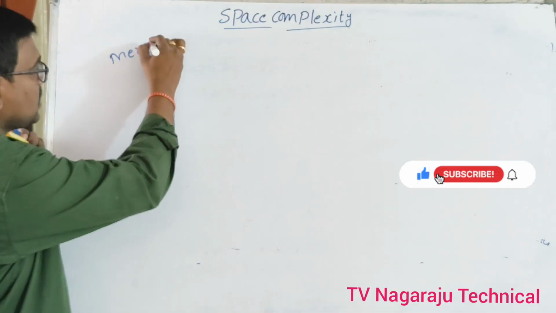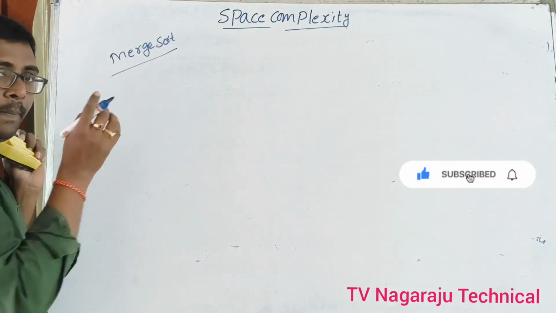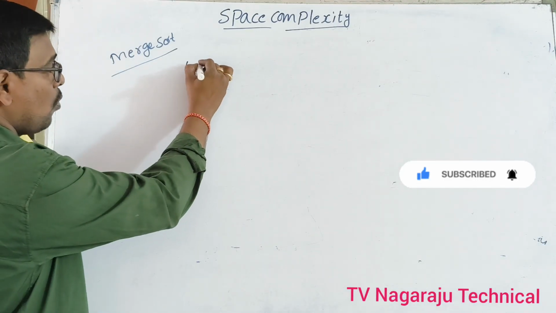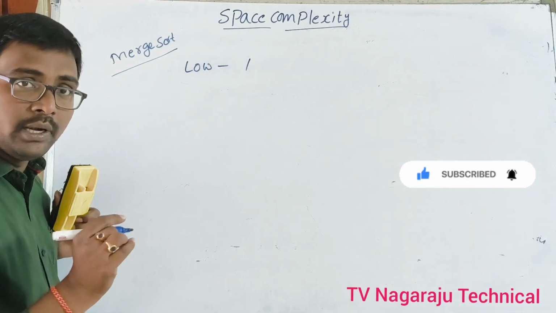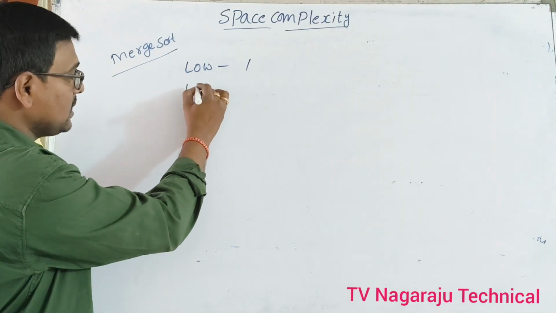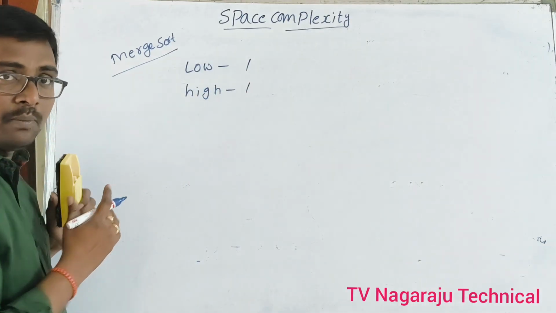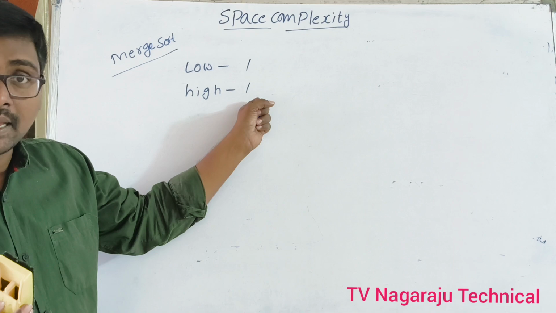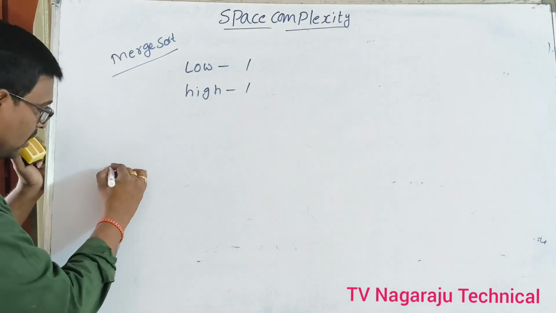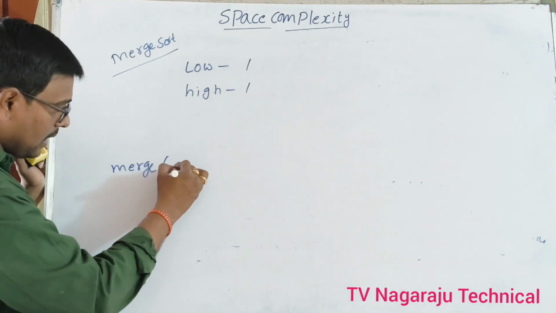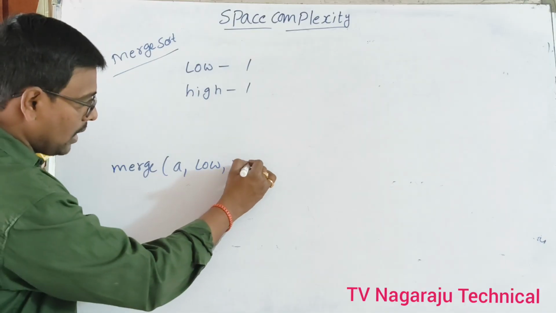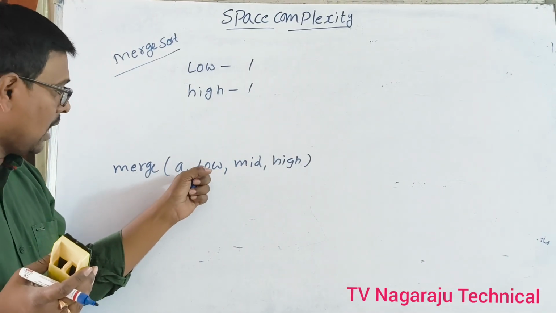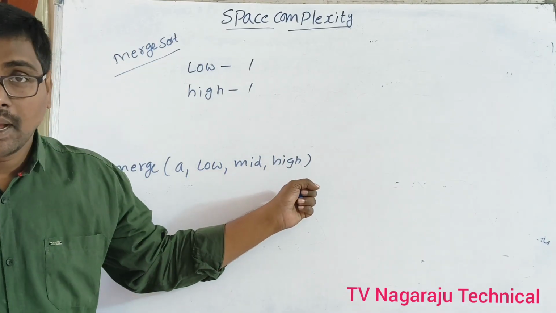So in the merge sort algorithm, what are the parameters we required? One is low with 1 unit of memory. Second one is high with 1 unit of memory. Anyway, I will write only one step: merge of array, low, mid, high. Yes or no? Array, low, mid, high.